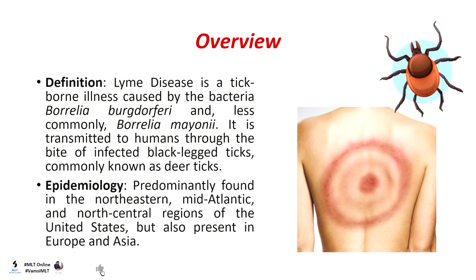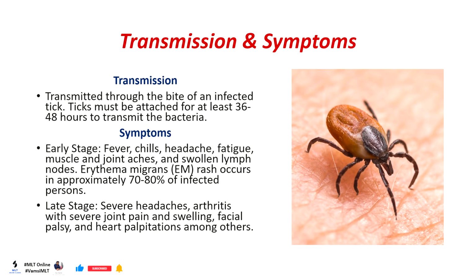Overview. Definition: Lyme disease is a tick-borne illness caused by the bacteria Borrelia burgdorferi and, less commonly, Borrelia mayonii. It is transmitted to humans through the bite of infected black-legged ticks, commonly known as deer ticks. Epidemiology: predominantly found in the northeastern, mid-Atlantic, and north-central regions of the United States, but also present in Europe and Asia.